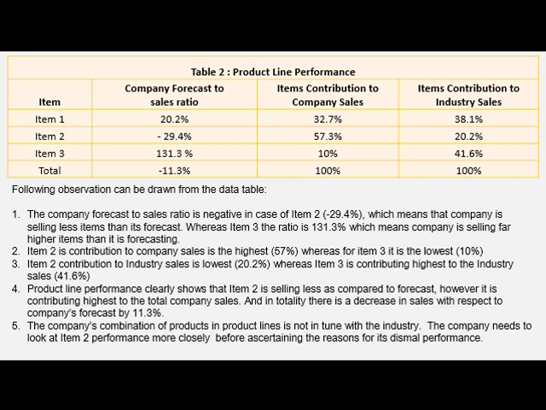Point number 5. The company's combination of products in product line is not in tune with the industry. Item 3 is contributing highest to total industry sales but not in case of the company. Item 2 is contributing lowest in total industry sales, whereas it is contributing highest in total company sales. The company needs to look at item 2 performance more closely before ascertaining the reasons for its dismal performance.